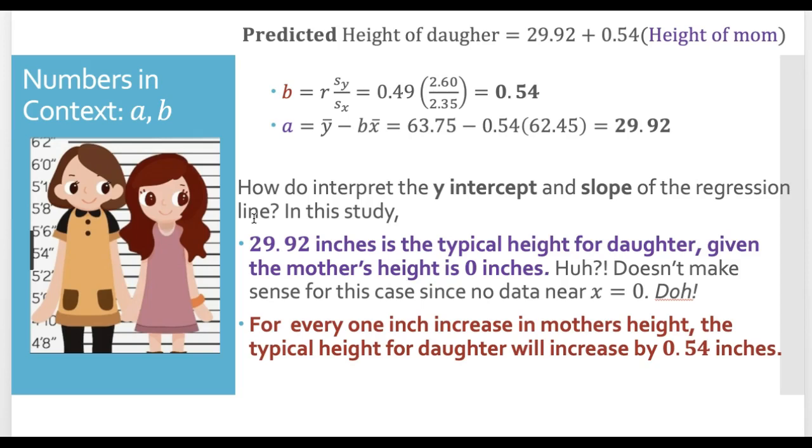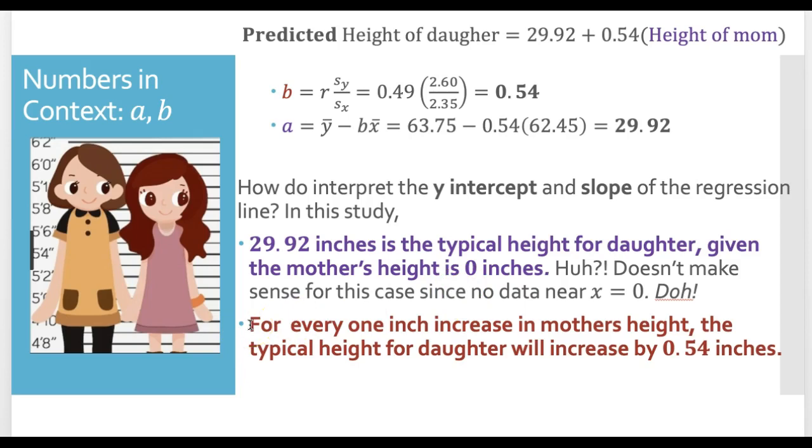It doesn't make any sense because what's the chances of having a mother whose height is 0 inches? Okay, doesn't make any sense at all. Okay, but that's how we interpret it in this case. In other studies, it would make more sense if we had data that was near 0 inches, or whatever x is near 0, but in this case it doesn't. Okay, now for the slope we can always use it.